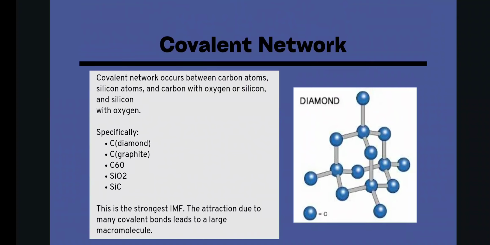Covalent network. Covalent networks occur between carbon atoms, silicon atoms, carbon with oxygen, or silicon with oxygen. Specifically, C-diamond, C-graphite, C60, SiO2, and SiC. This is the strongest IMF. The attraction due to many covalent bonds leads to a large macromolecule. On the image to the right, there is a covalent network of diamonds.